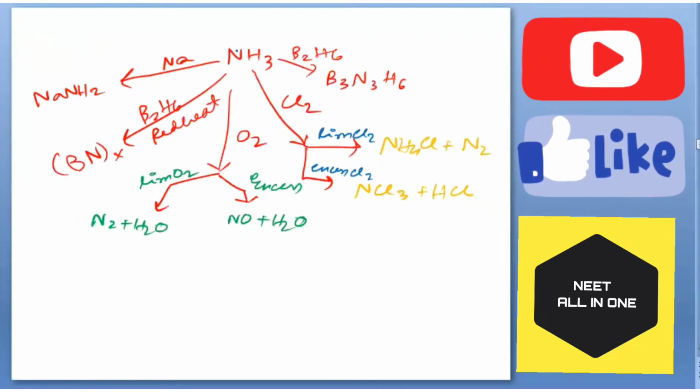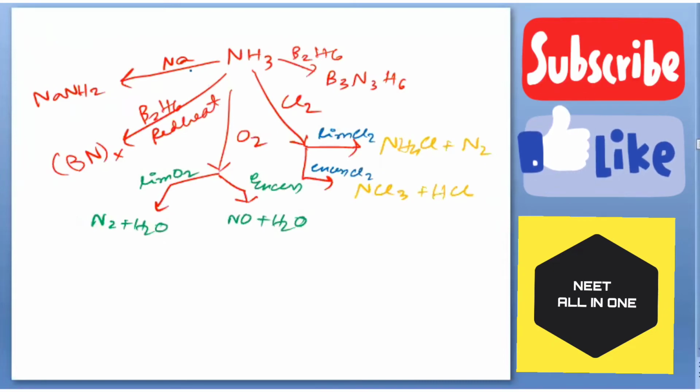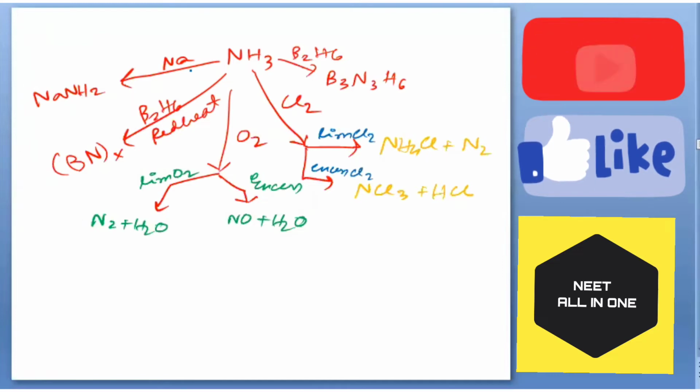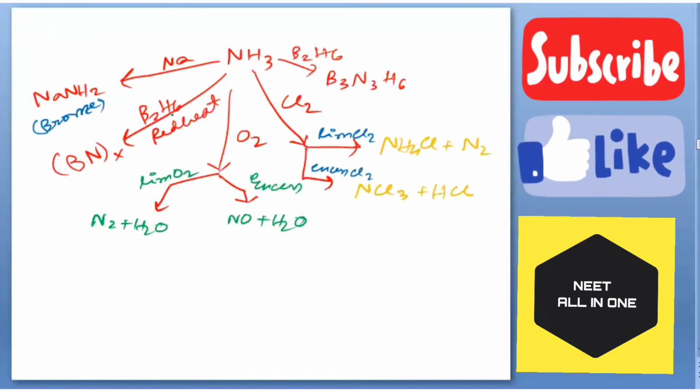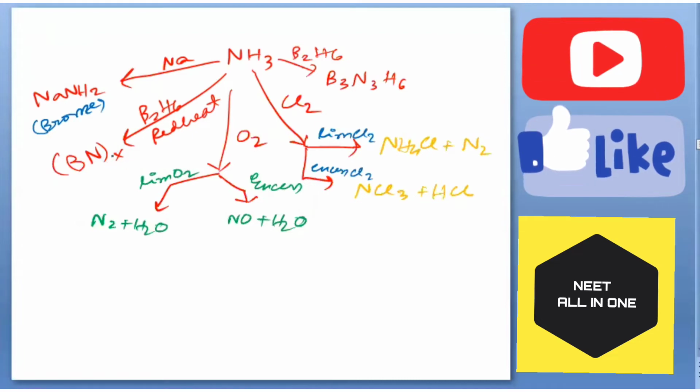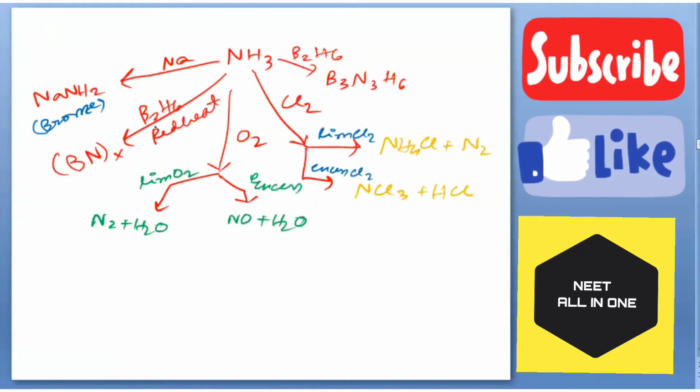Now next are some reactions of ammonia shown cumulatively. If NH3 is reacted with Na, it forms bronze colored sodamide. And if it is reacted with B2H6 at red heat, it forms boron nitride, or what we know as inorganic graphite. We have seen it in the group 13 elements.